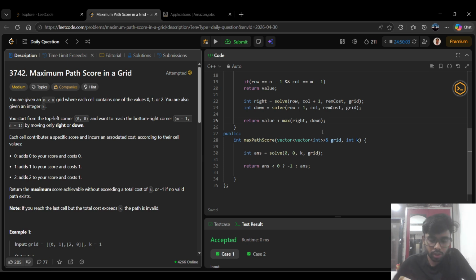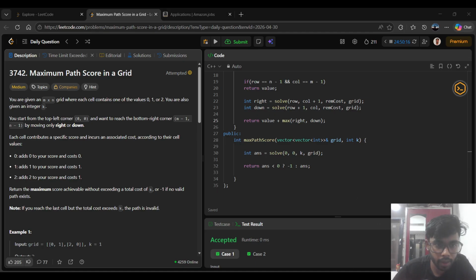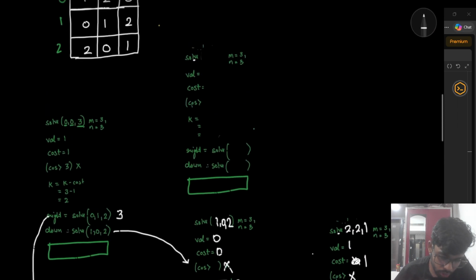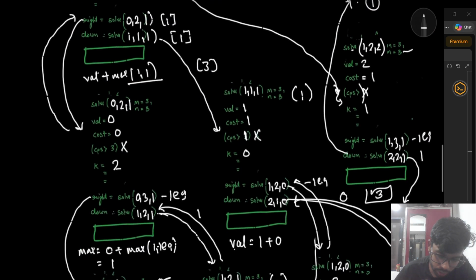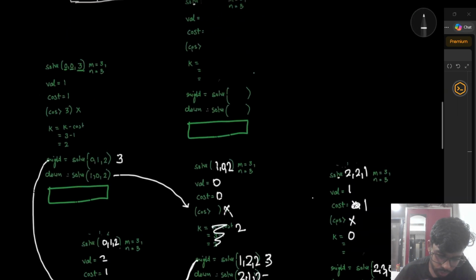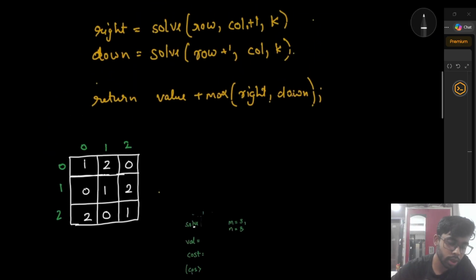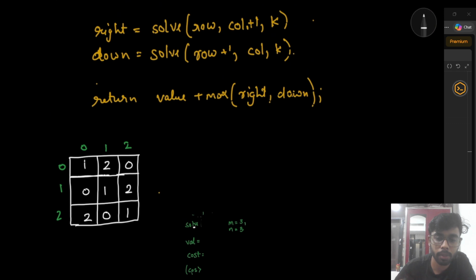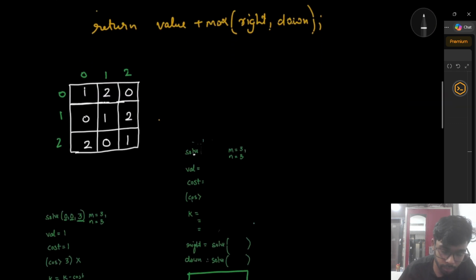Because, as we have seen, there are many overlapping subproblems. You can see that for the 3 cross 3 grid we have got so many iterations. So this turned into the stack condition and it gave us a time limit error. So now we can move to memoization.